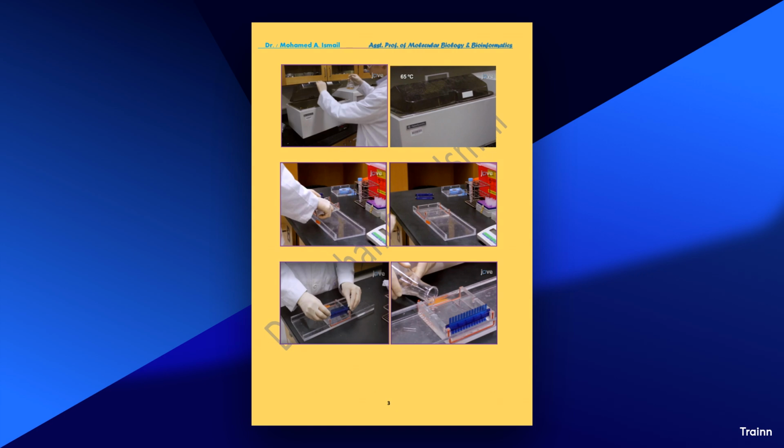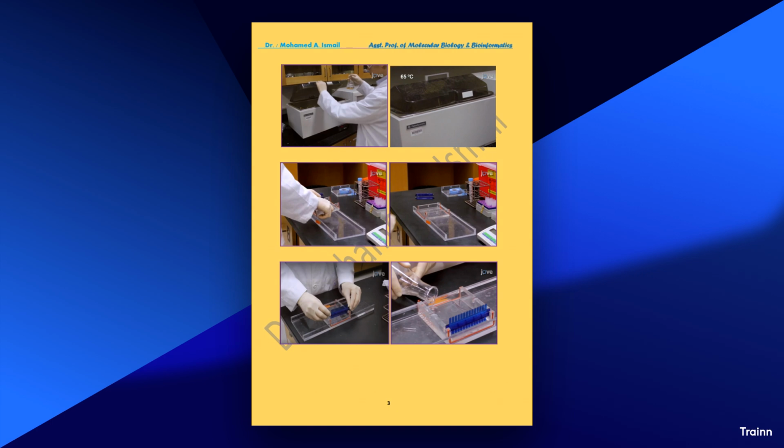Electrophoresis chamber. The gel is placed in an electrophoresis tank filled with buffer. The electrodes are connected to a power supply, which applies a voltage across the gel. Typical voltages range from 80 to 150 volts, depending on the gel size and desired run time.